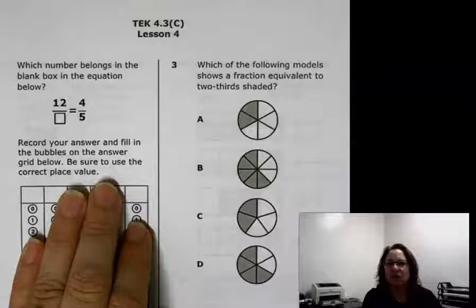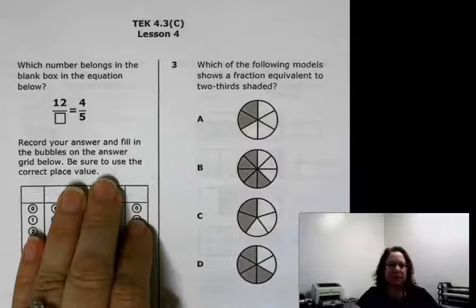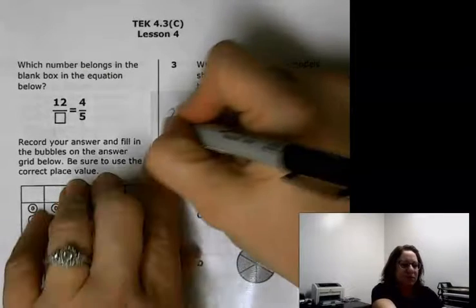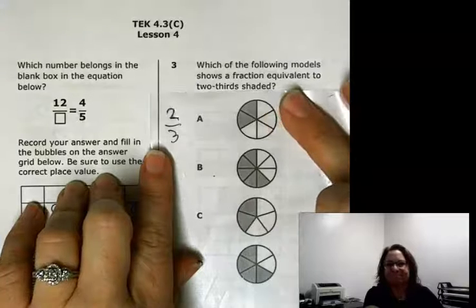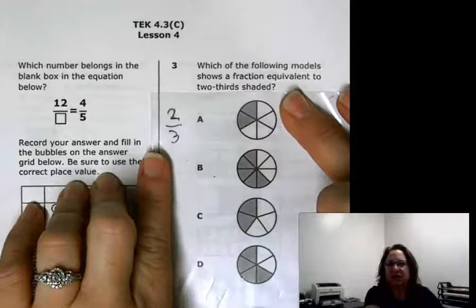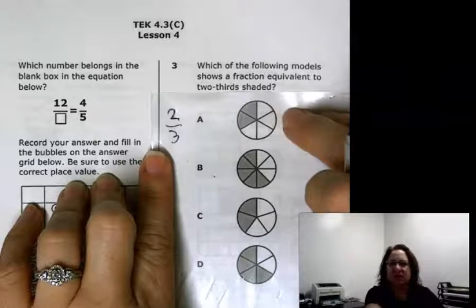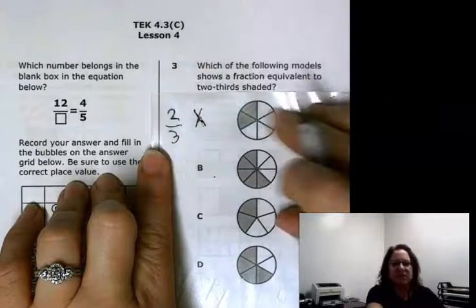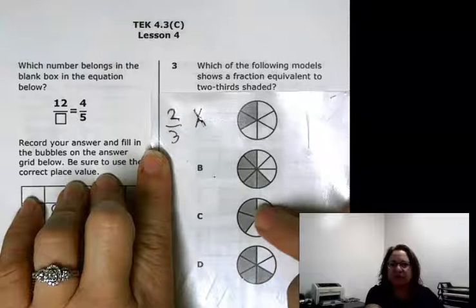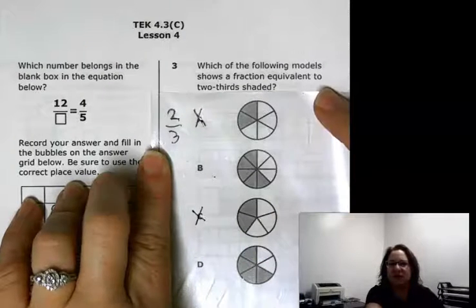Which of the following models shows a fraction equivalent to 2/3? Okay, we are looking for 2/3. Which one looks like 2/3 shaded? Well, this one's too little, right? It's not A. That's less than half, and we know 2/3 is more than half. So we can get rid of A, and we can get rid of C. That's less than 1/2, and we need more than 1/2.